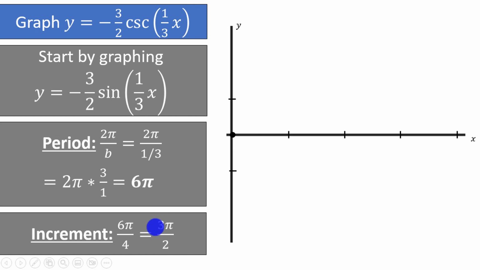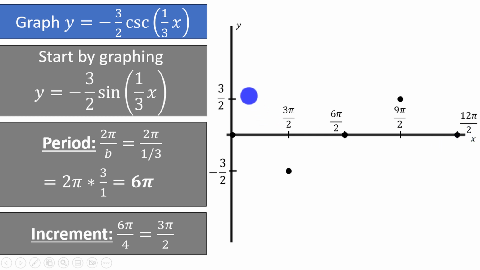Our increment is 3 pi over 2, so at 3 pi over 2, we will be at our minimum of negative 3 over 2, since we have the coefficient of negative 3 over 2 on our function. Then at the next increment, we will increase back to a 0 at 6 pi over 2. We will continue to increase to our maximum of 3 halves at 9 pi over 2. Going one more increment, we will be back at 0 at 12 pi over 2.